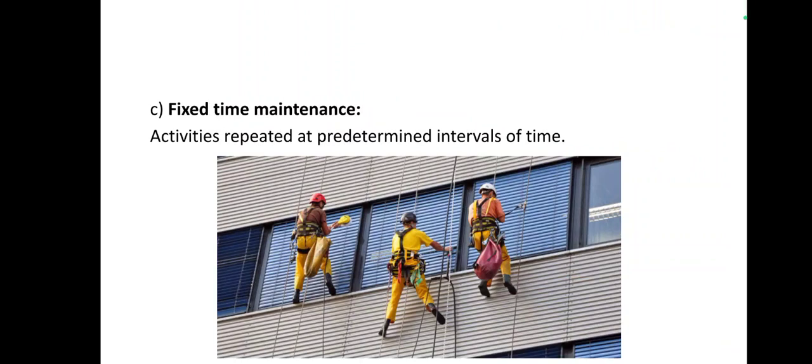Fixed time maintenance means the maintenance which is done repeatedly at regular intervals. For example, once in a week or once in a month, we will be cleaning the dust which has been deposited in the ceiling near the corners. Here you can see these persons cleaning the outside facades of a building. They will be in contact with these people, and regularly once in a month or once in a week they will come and repeat that activity.